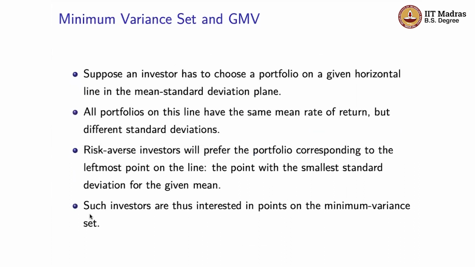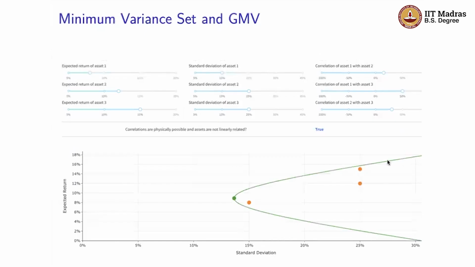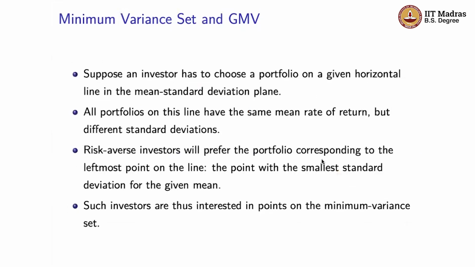So if you think about it, this is exactly what we did about the minimum variance set. This is exactly the set of all points where you fix a particular value of expected return and ask what's the lowest possible standard deviation associated with that in the feasible set. That's exactly what this minimum variance set is doing. So that's why we are interested in the minimum variance set.